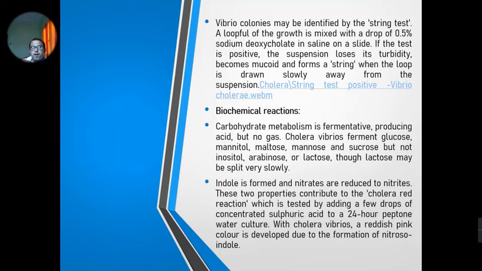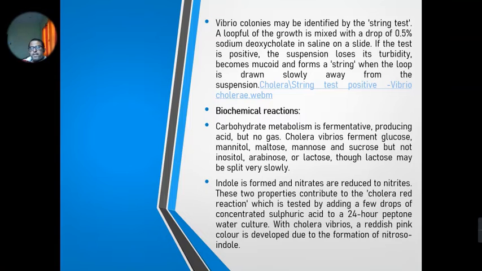The cholera red reaction test is done by growing this bacteria in peptone water. After the growth, we add a few drops of concentrated sulfuric acid to that peptone water. If Vibrio cholerae bacteria are present, a reddish pink color develops in the peptone water after the addition of concentrated sulfuric acid, where we have already grown this bacteria for about 24 hours.